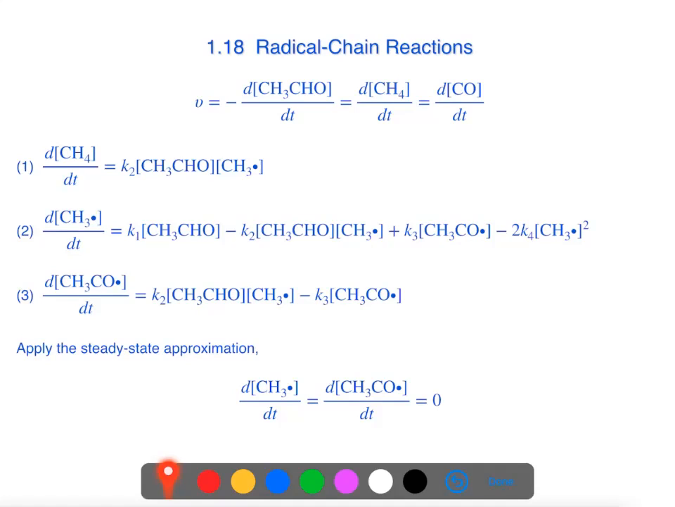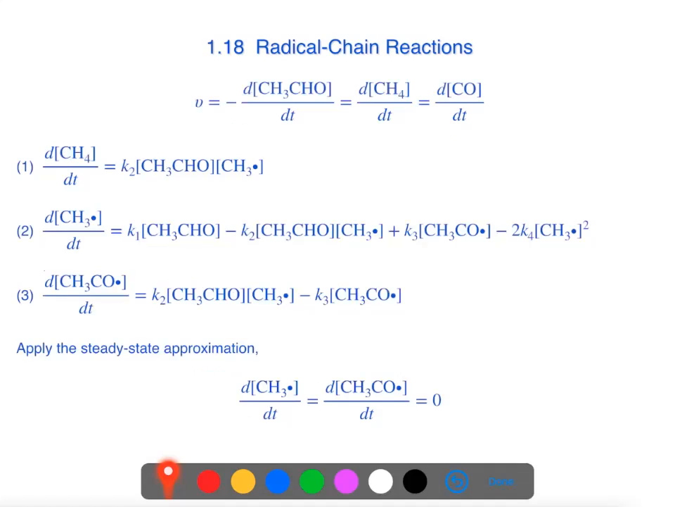Now we have our 3 expressions. We can apply the steady state approximation to the radical species, to the chain carriers. These are the reaction intermediates. And so we can set the rate of formation of the methyl radical and the rate of formation of the CH3CO radical to 0 after we apply the steady state approximation.